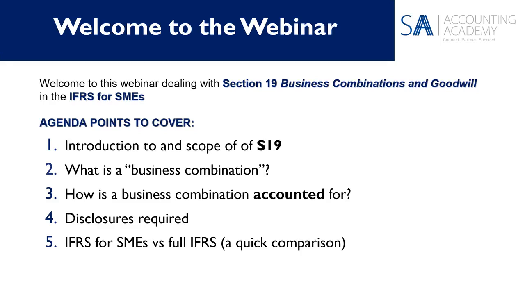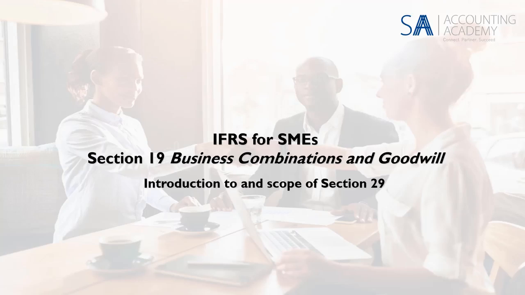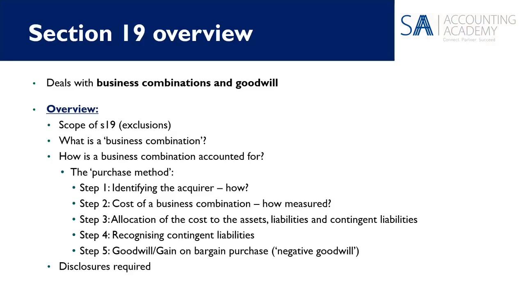All right, so let's dig in and start with the first aspects of section 19. An introduction to the actual section 19 and a look at the scope of section 19. All right, so as you know by now, section 19 deals with business combinations and goodwill. So in terms of the scope of section 19, all business combinations that satisfy the definition of a business combination will fall inside the scope of section 19 with certain specific exclusions that we just have to bring to your attention. Then the section in IFRS for SMEs also deals with what is a business combination, providing a definition and some important aspects to remember.